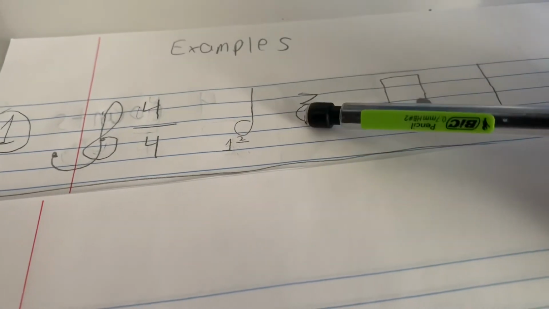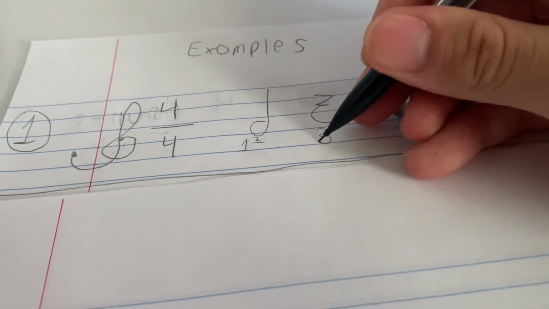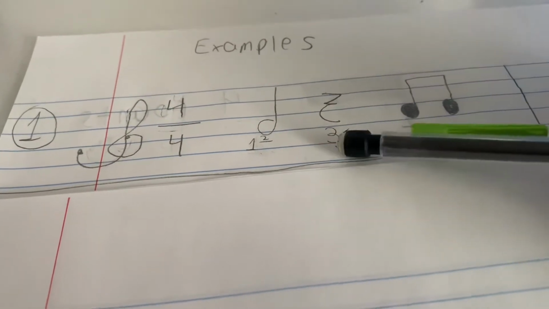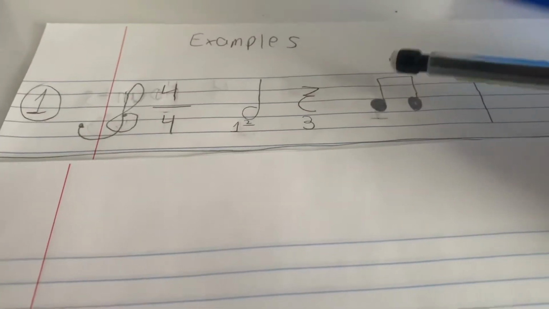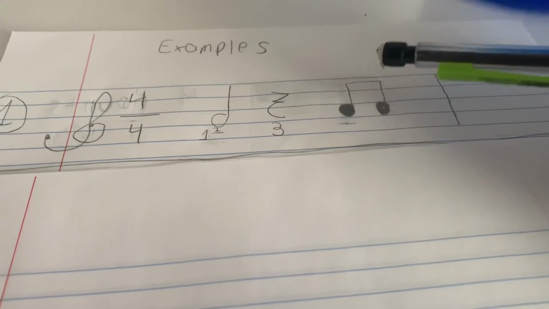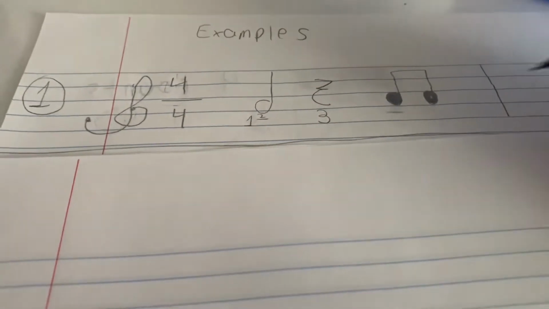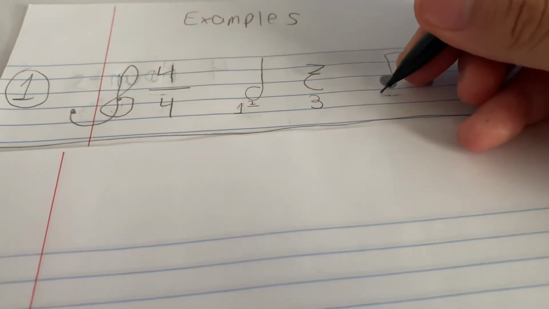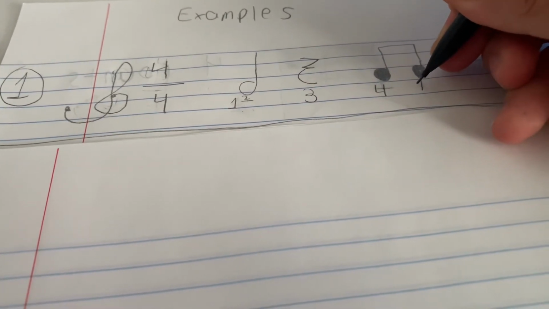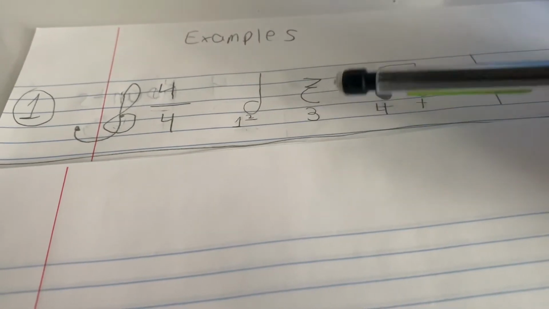Therefore, this quarter rest must be on beat 3. And since it is a quarter rest, it only receives 1 beat, so it receives all of beat 3. Now we only have 1 beat left within the measure, beat 4. Now we have 2 eighth notes. If you remember, an eighth note receives half the beat. So this eighth note receives half of beat 4, while the other eighth note receives the and of 4. And this is how you would write the counts in for this rhythm.